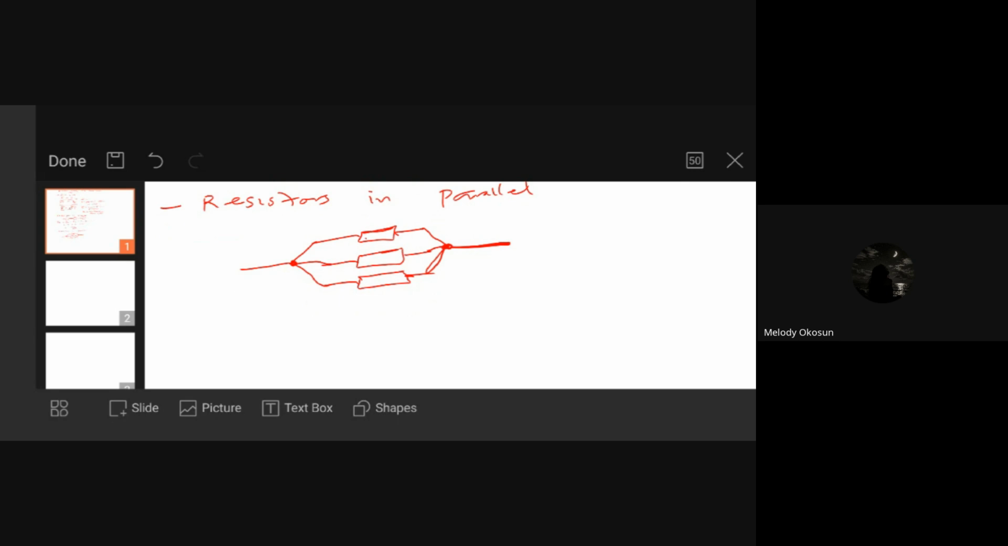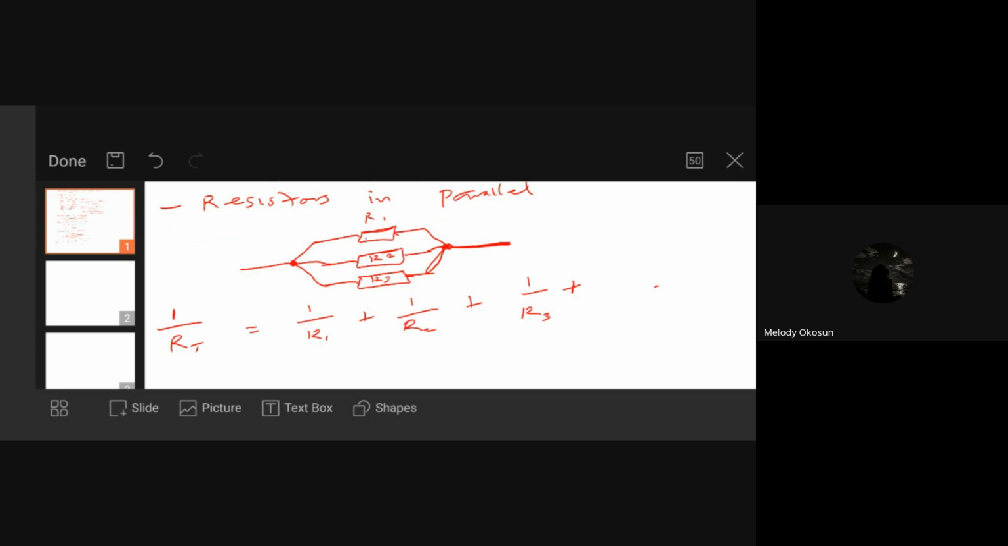And if resistors are in parallel, let me call this one R1, this one here R2, and this one here R3. I'm to find what exactly is the total resistance. How do I find it? The total resistance, otherwise the effective resistance, is given as 1 over RT equals 1 over R1 plus 1 over R2 plus 1 over R3. So this is how we can calculate the total, and if there are more, you keep on adding.